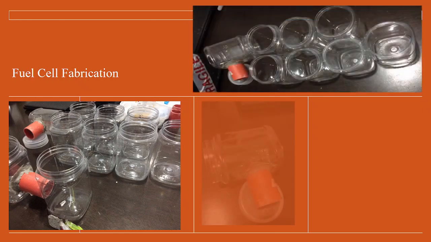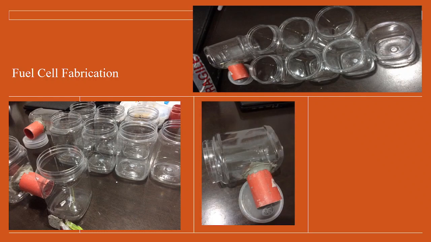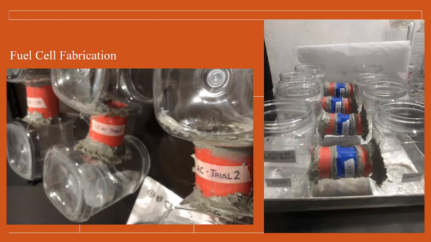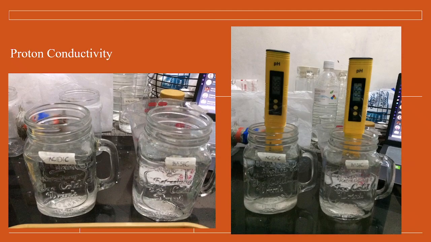The fuel cell fabrication includes the use of epoxy. The membrane separator surface area is about 55 centimeters squared, and it is fixed to acrylic sheets with an epoxy-based adhesive to separate the anodic and the cathodic chamber in order to maintain the anaerobicity of the anode chamber. So here we have done the fuel cell fabrication, and the next step is the proton conductivity experiment.